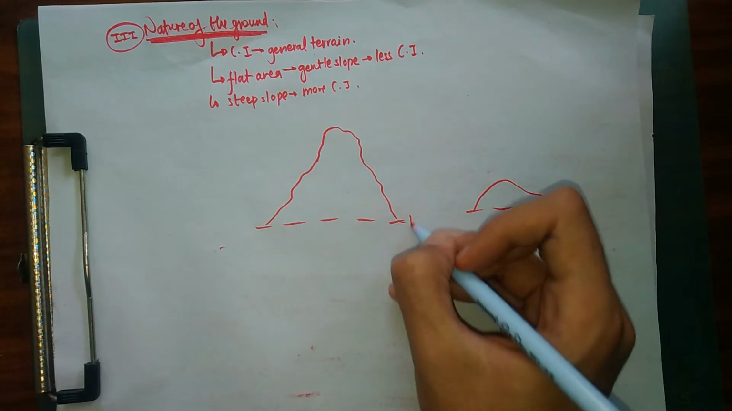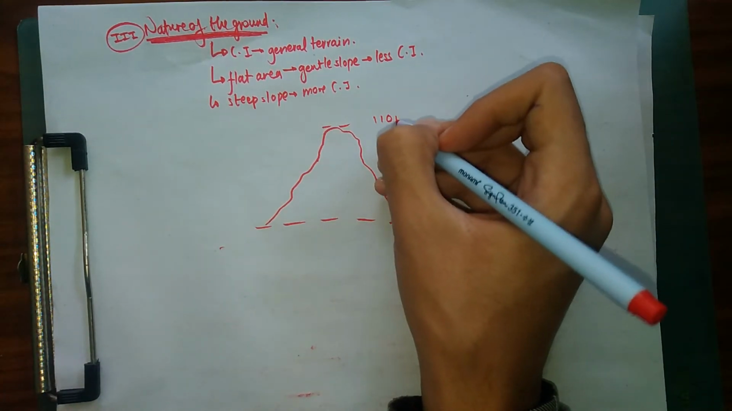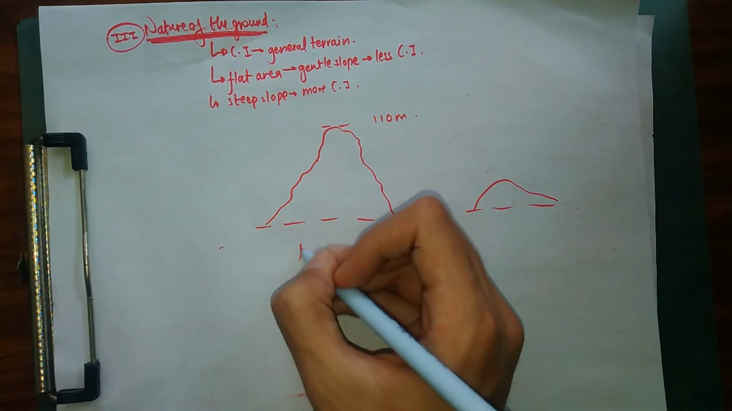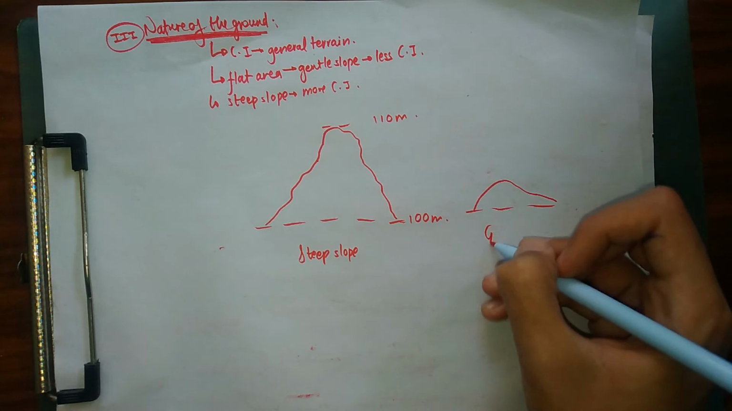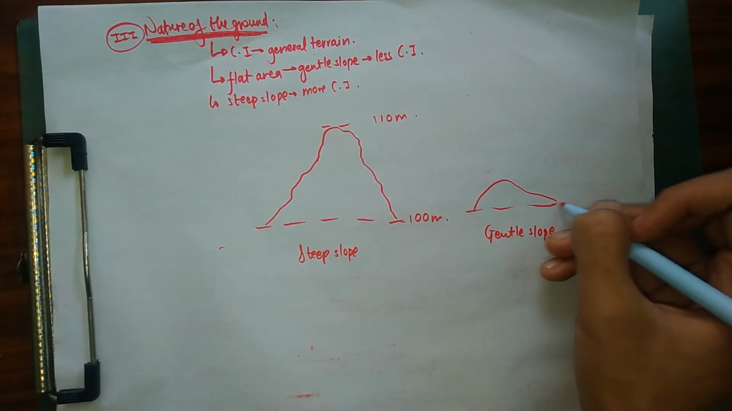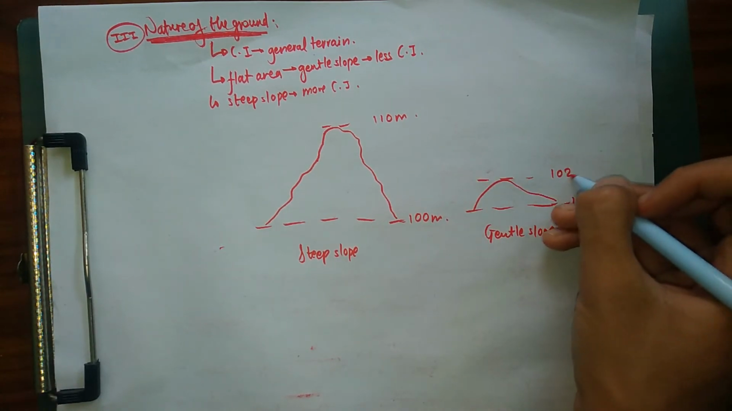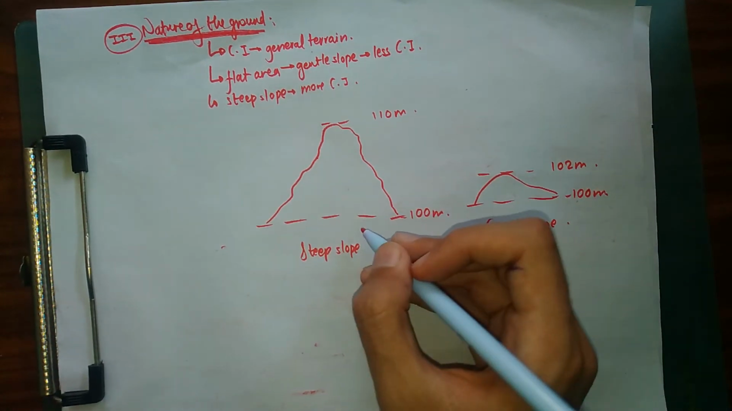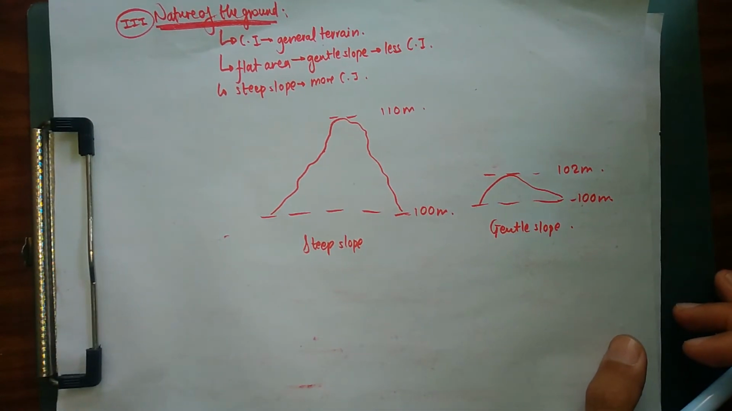In this case, let's say this is 100 meters, then the top might be 110 meters. This is going to be my steep slope, and this is going to be my gentle slope. So in this case, if this is 100 meters, the top might be 102 meters. What you can see is, in order to get a proper idea of my terrain, I'm going to use a larger contour interval.